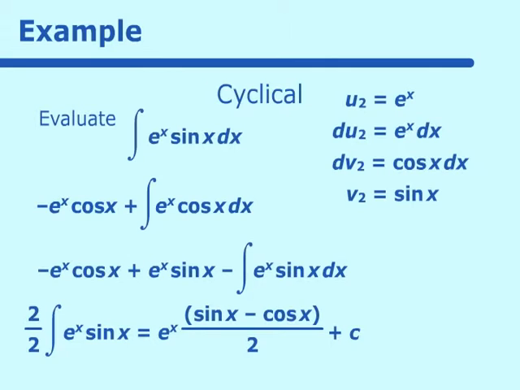Cyclical kind. You don't see many of these because they have to involve functions that are cyclical in nature in their derivatives and antiderivatives, and e to the x and sine or e to the x and cosine are the only three that seem to crop up all the time.